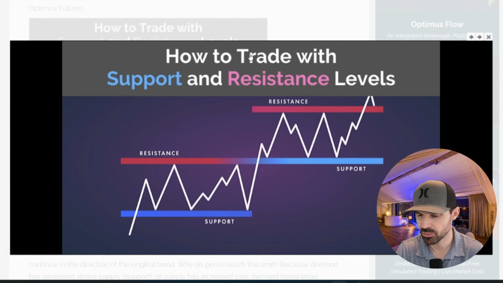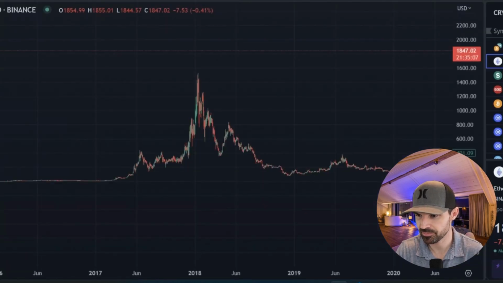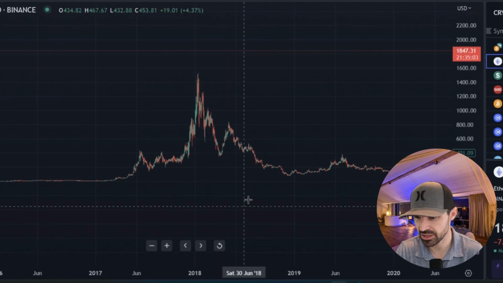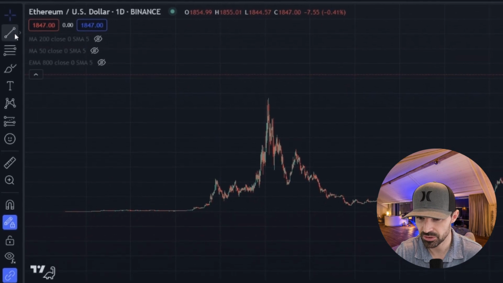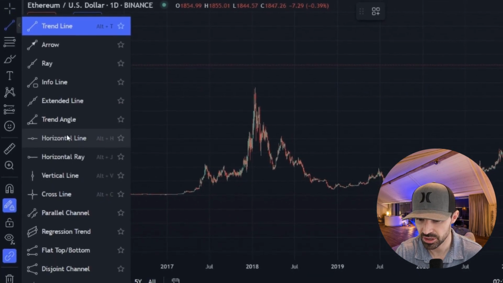So we're going to move into TradingView and we're going to look at Ethereum. I'm going to go back to 2018. We're going to go up here to this icon. We're going to go for the horizontal line.